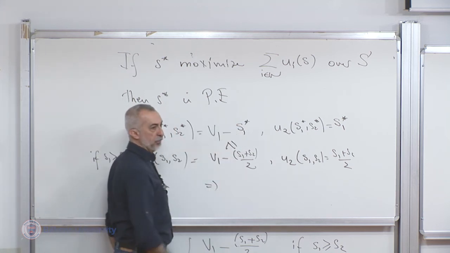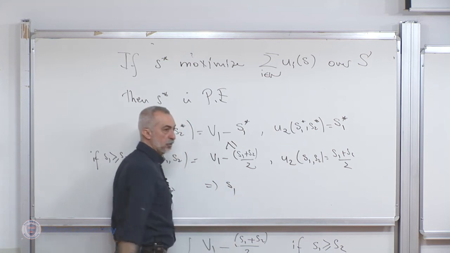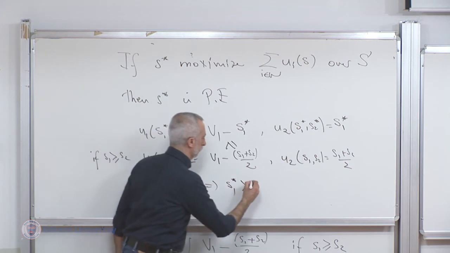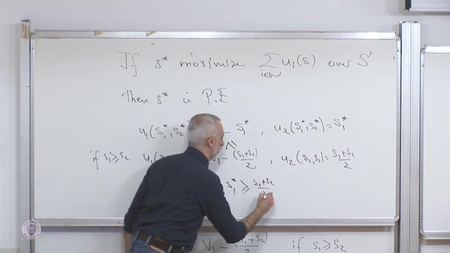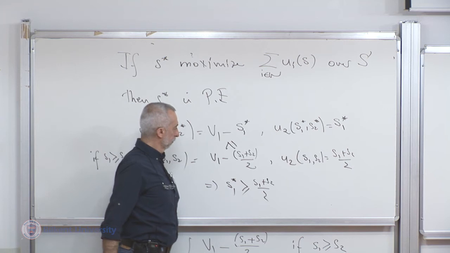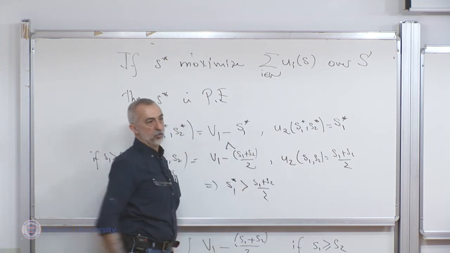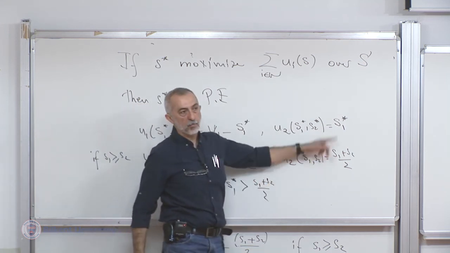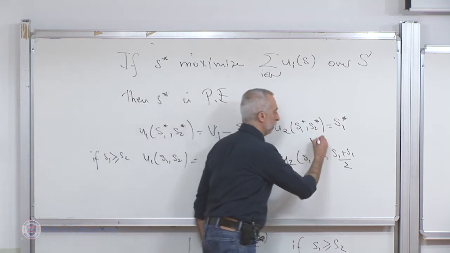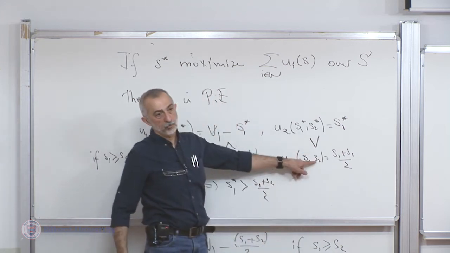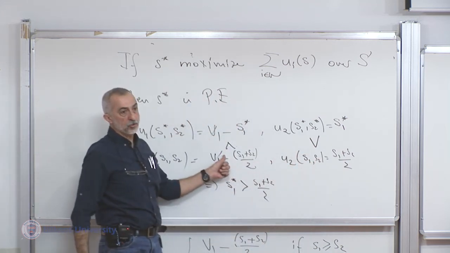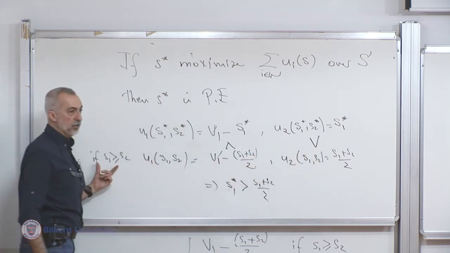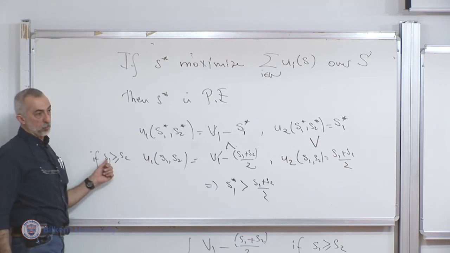But what does that imply? It implies that S1 star is bigger or equal to S1 plus S2 over 2. Okay? And actually, if this is bigger, this is also bigger. Right? The V1s cancel. But then what does that imply about this side? It implies that the direction of the inequality is reversed. So if one agent gains, the other agent loses. Of course, this is at any profile where agent 1 wins the auction.